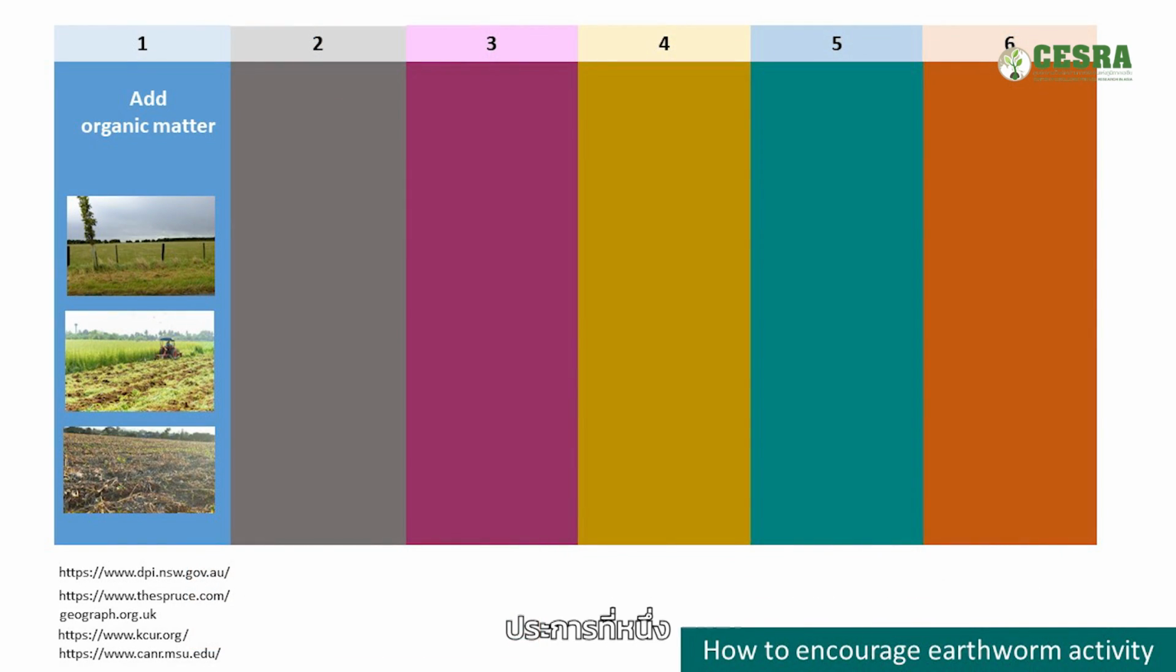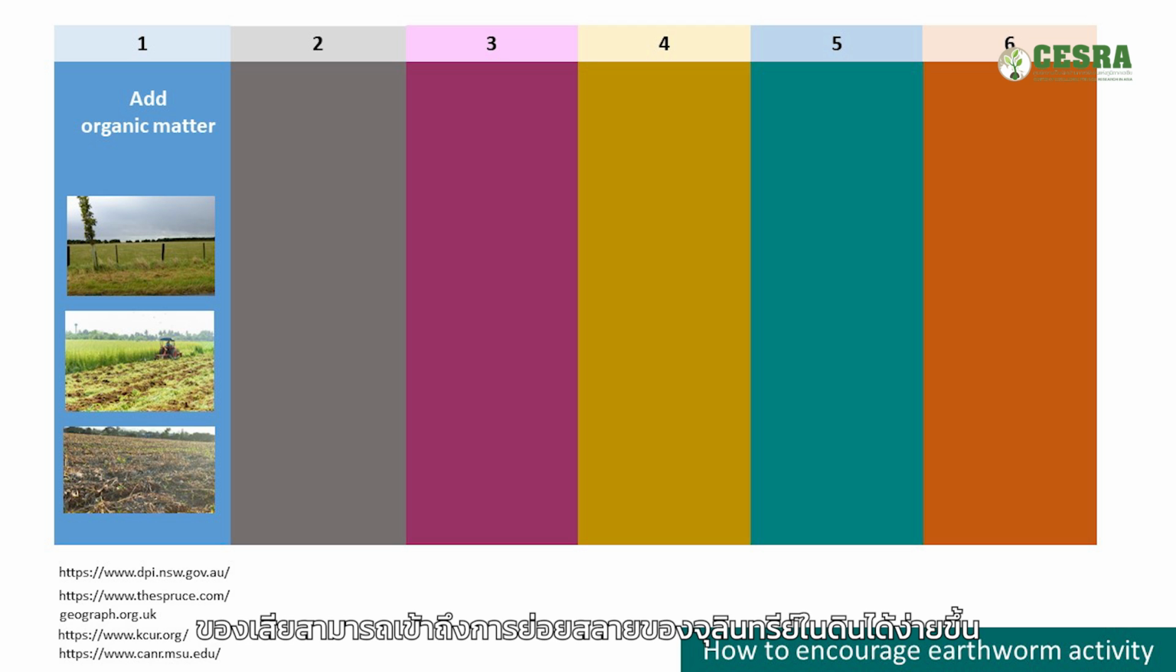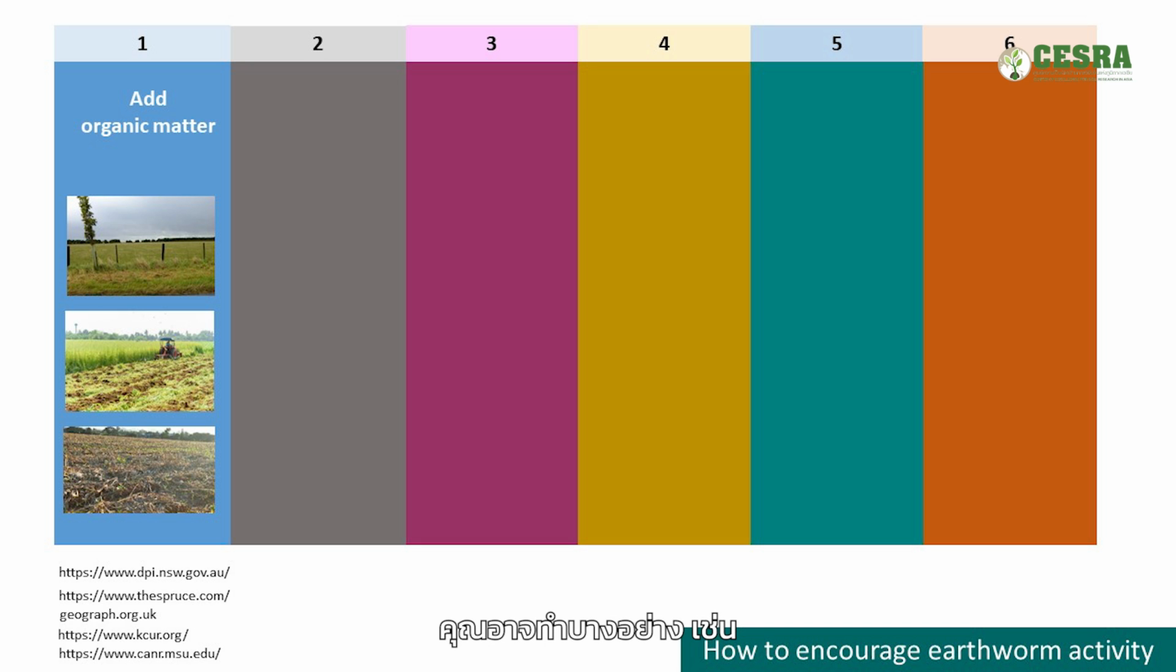Number 1. Add more organic matter. Earthworms feed on soil and dead or decaying plant matter, including straw, leaf litter, and dead roots. Make sure that waste more easily accessible for microbial decomposition in the soil. You may want to do something like persistent grasslands, green manure plants, plant stubble, and crop rotation.